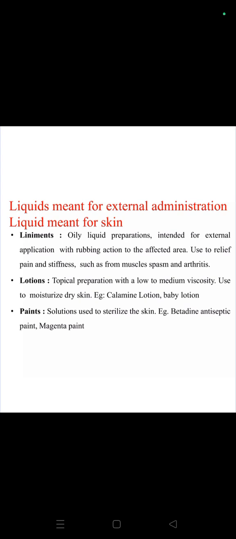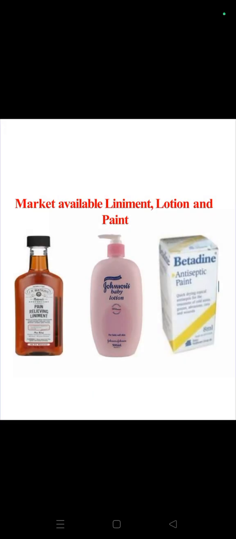First one is liniments, oily liquid preparations intended for external application with a rubbing action to the affected area, used to relieve pain and stiffness such as from muscle spasm and arthritis. Then lotions, topical preparations with a low to medium viscosity, used to moisturize dry skin. For example, calamine lotion and baby lotion. Then paints, solutions used to sterilize the skin. Example, Betadine antiseptic paint and magenta paint. Market available liniments, lotions, and paints.